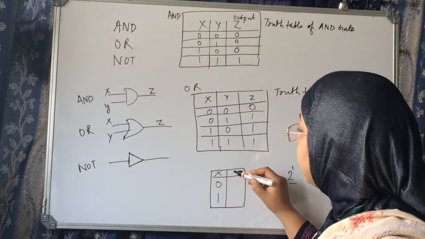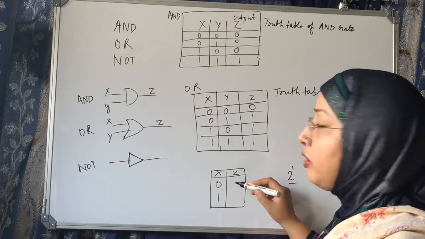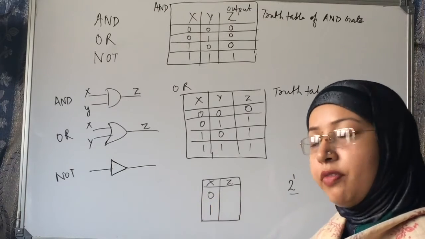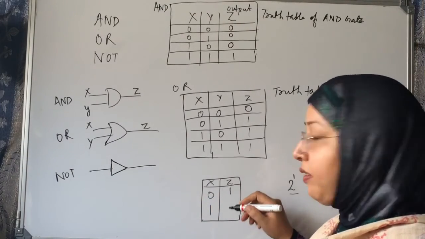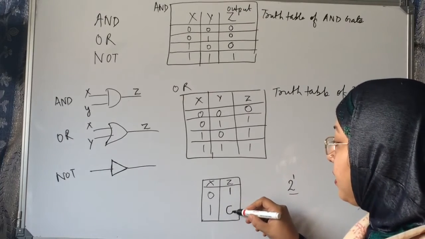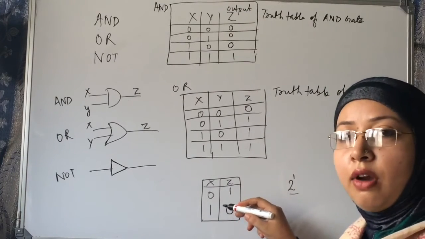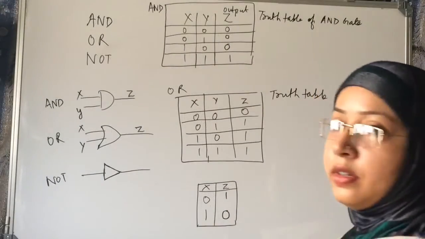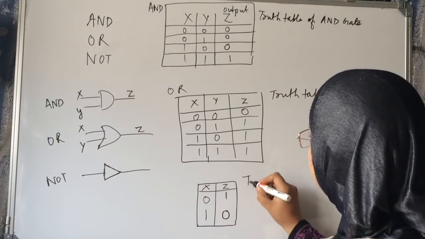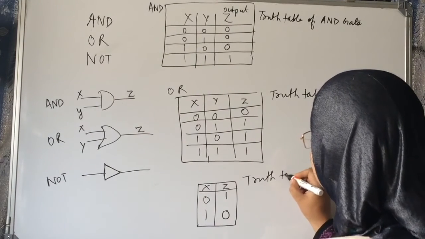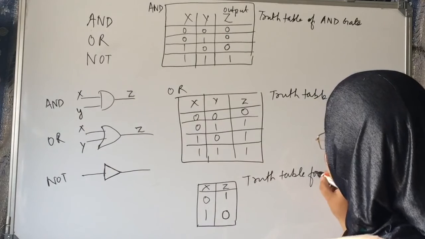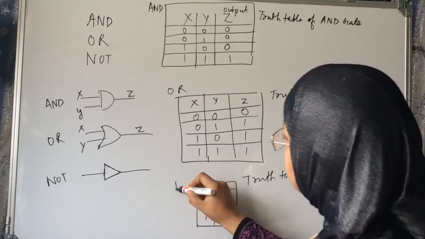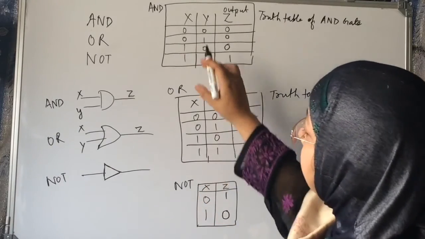This is input x and this is output z. When the input is 0, the output will be 1, and when the input is 1, the output will be 0. It is getting complemented. When the input is 0, the output is 1. When the input is 1, the output is 0. So this is the truth table for the NOT gate. This is NOT, AND or NOT.